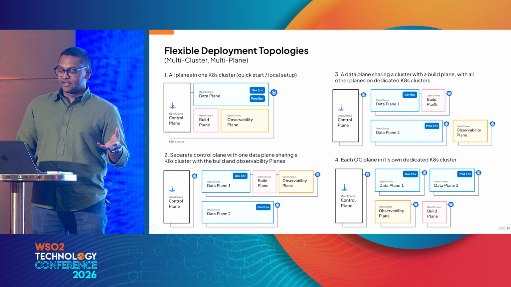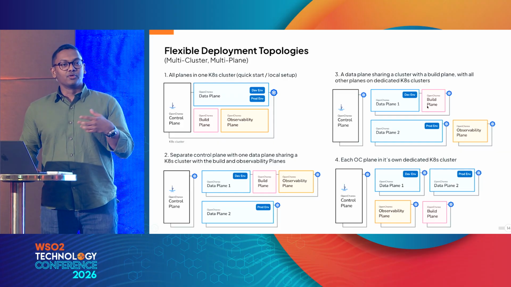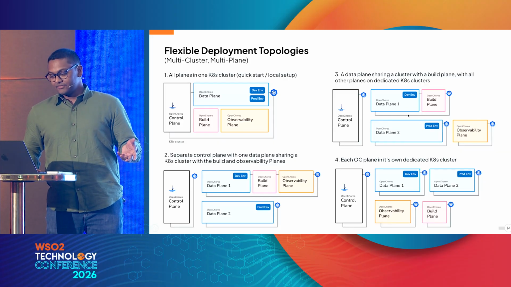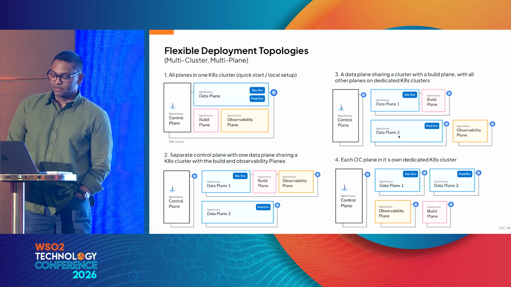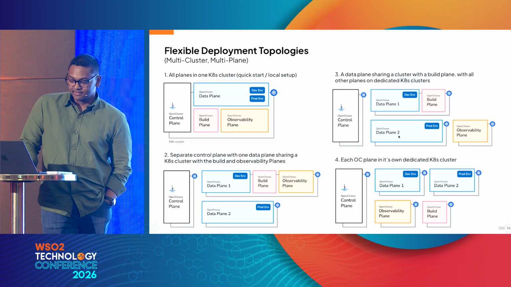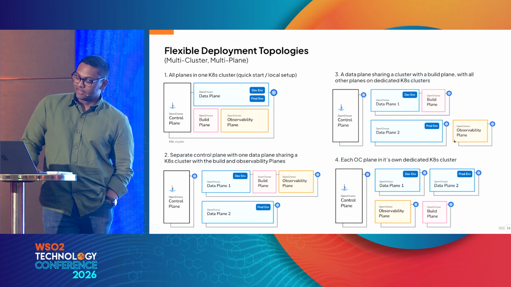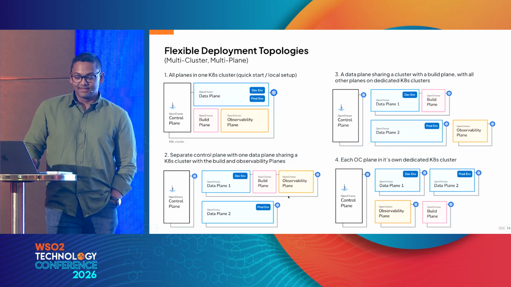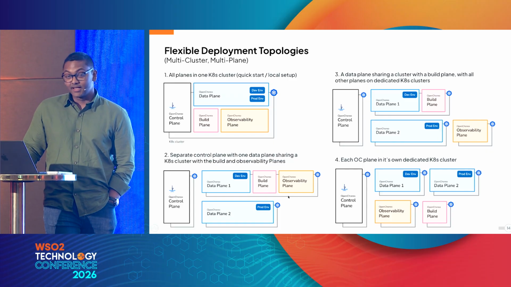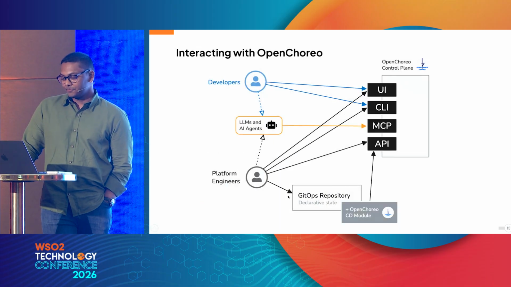You can have a data plane and a build plane in a single cluster. You can put your development environments in that cluster, right? Just to save some costs. You can put your production environments in another cluster with a data plane. You can take the observability plane out. You can put it back in however you want, right? You're not opinionated about how you deploy OpenChoreo.